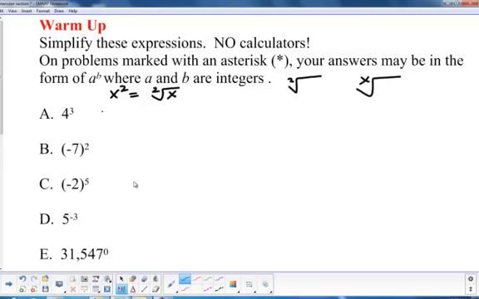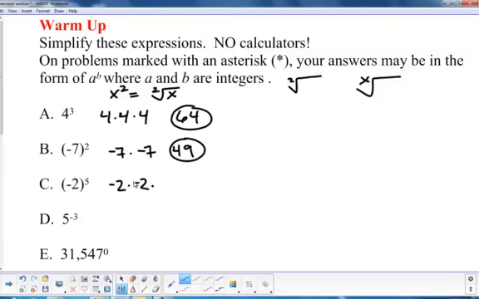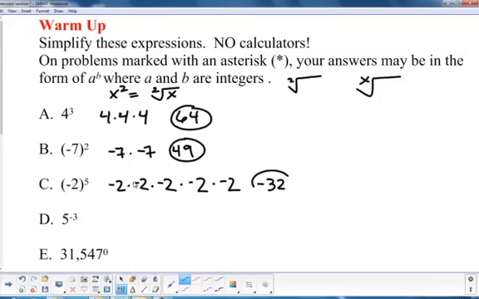So 4 cubed is 4 times 4 times 4. So 4 times 4 is 16, times 4 again is 64. -7 squared is -7 times -7. So that's 49. -2 to the 5th is -2 times -2, which is 4, times -2, which is -8, times -2, which is positive 16, times -2, which is -32.